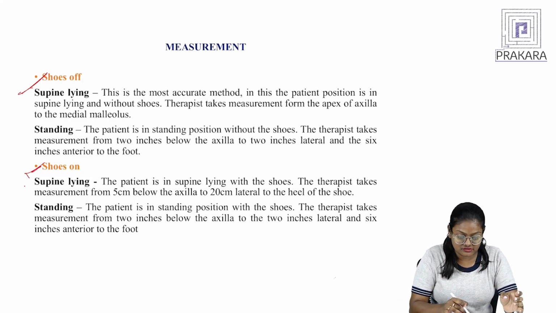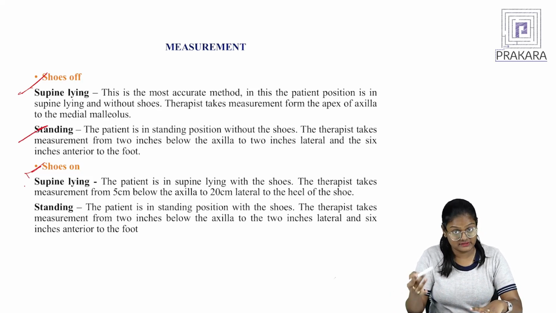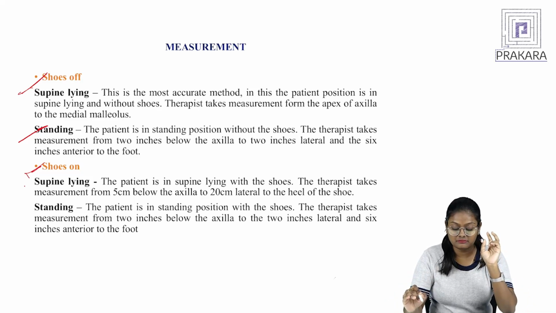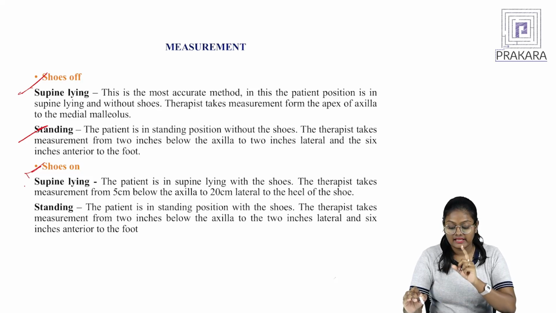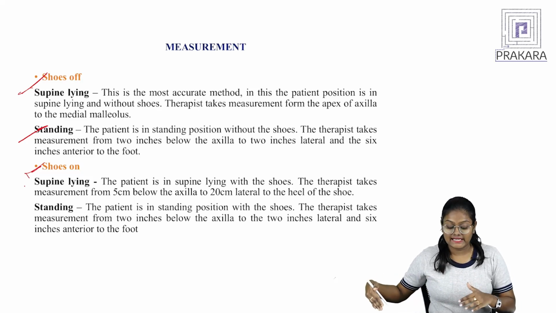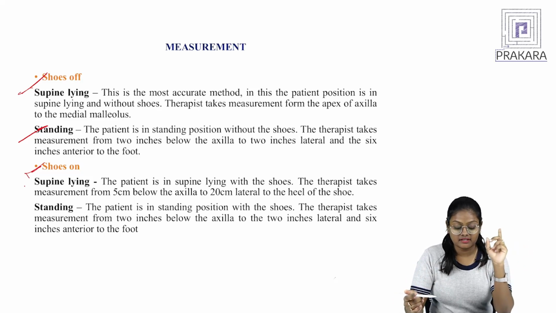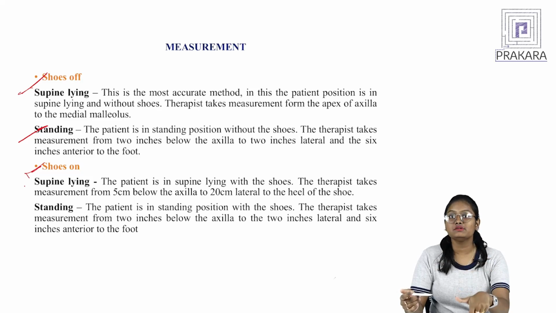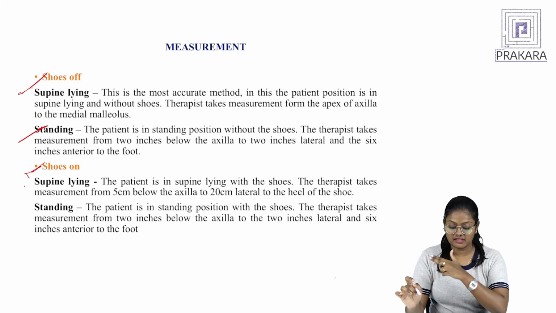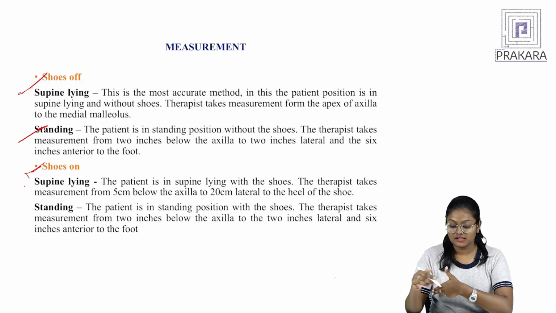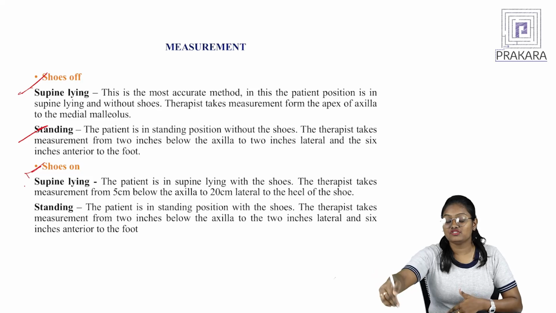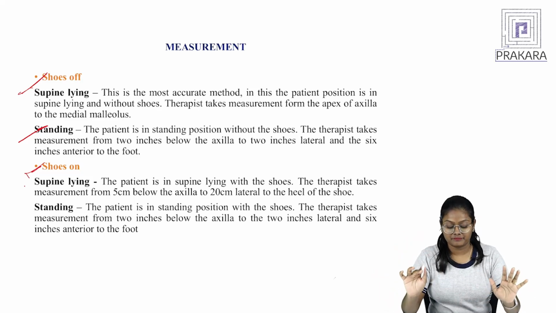In the standing position, we ask the patient to stand, remove the shoes, and the therapist should measure from 2 inches below the axilla and 2 inches lateral and 6 inches anterior to the foot. I am again repeating it. In the supine position, the measurement will be done from the apex of the axilla to the medial malleolus of the same side. In standing position, the measurement will be done 2 inches below the axilla, 2 inches lateral and 6 inches anterior to the foot.